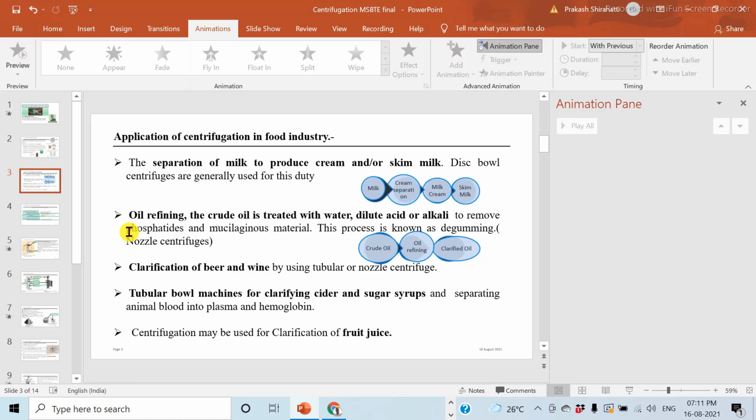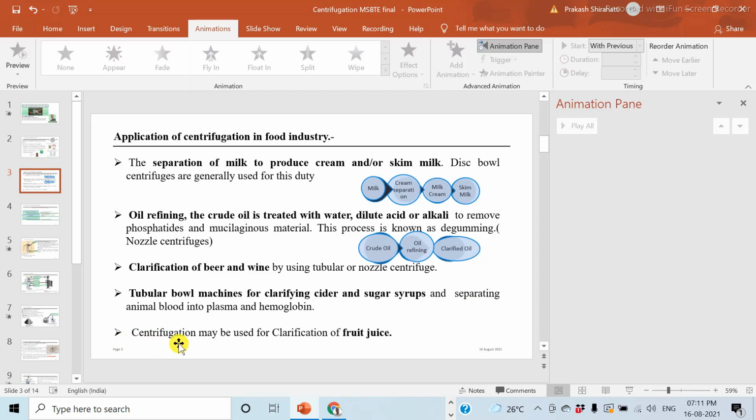The second is the oil refining process. The oil containing suspended solid particles and unwanted particles during the refining process, that is the bleaching, degumming and neutralization process, has its water-soluble constituents separated by the centrifugal separation method. Then there is clarification of liquid foods, for example beer, wine, vinegar, etc. The tubular bowl centrifuge is used for the clarification of cider, sugar syrup, and liquid processing, and also for pharmaceutical processing.